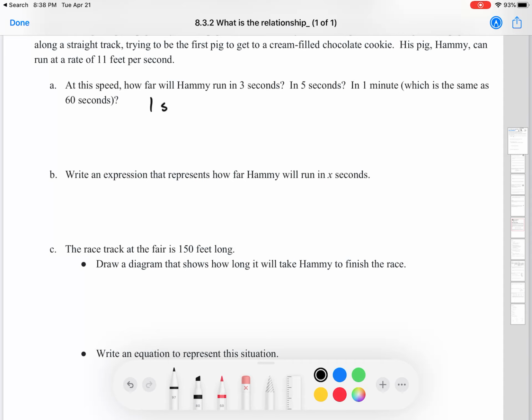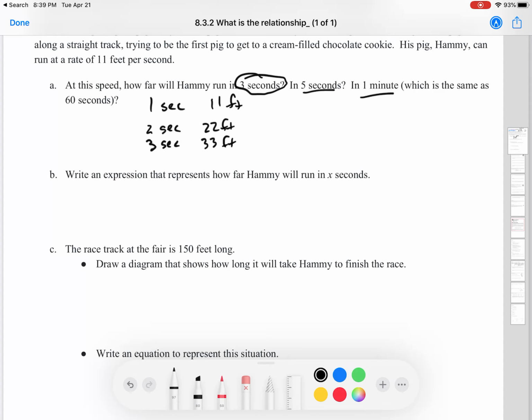So, if we were to set this up, if we were to just say, hey, what is it for 1 second? Well, in 1 second, we already found out that it was going to be 11 feet, right? Well, then in 2 seconds, we're going to have to go for 2. We'll have 22 feet, won't we? And in 3 seconds, we would have 33 feet. So we know that for 3 seconds, we have 33 feet.